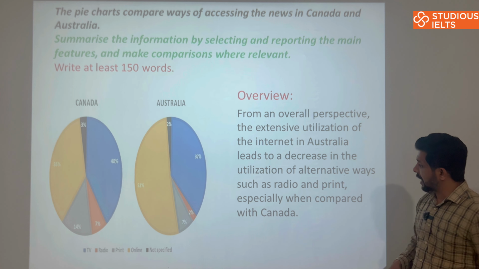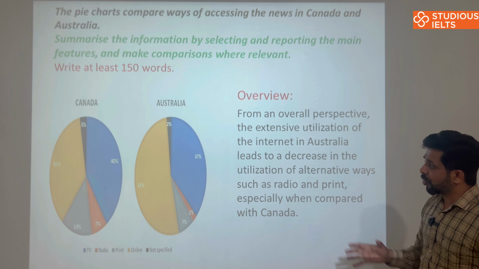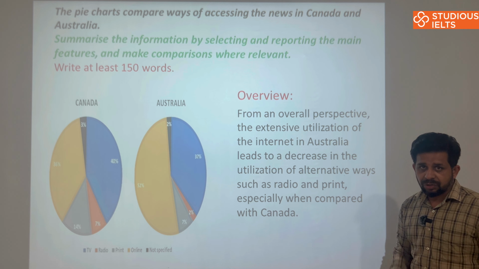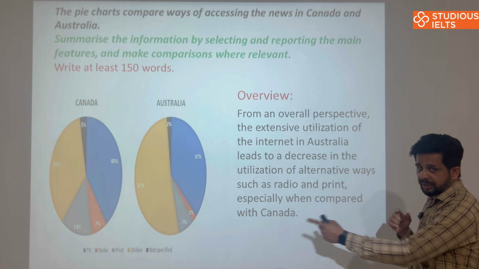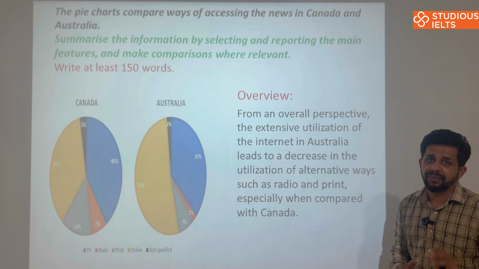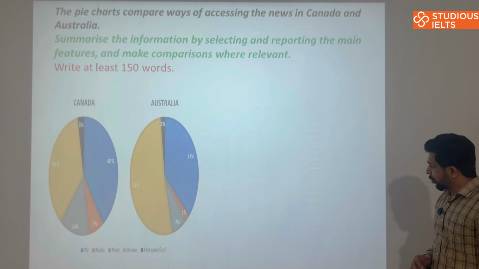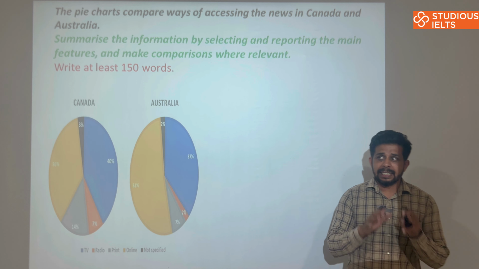So this is the reason I have mentioned in the overview that the extensive use of internet or online sources in Australia is actually keeping other sources shrunk in comparison to Canada, where other sources are also having a good chunk of share. Okay, so that was the overview, and after the overview, now we are supposed to talk about its elaboration.